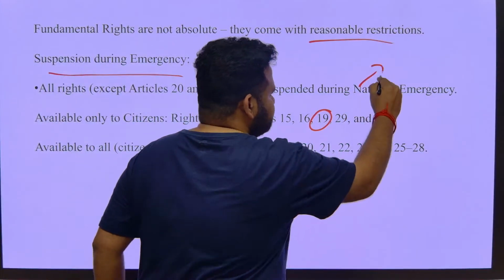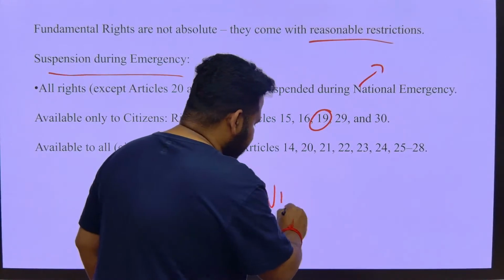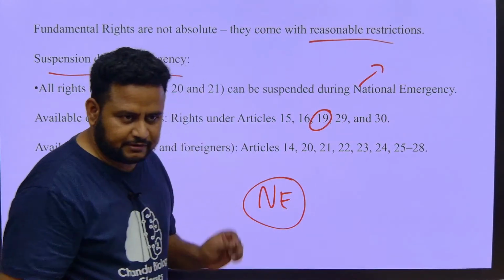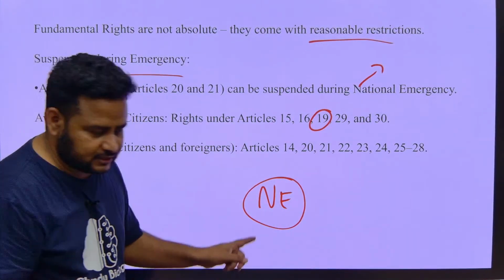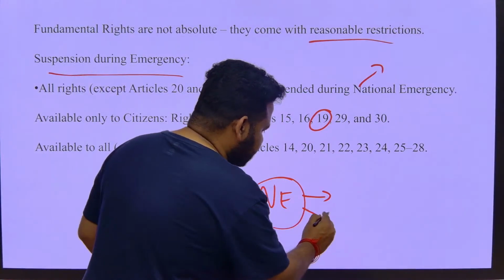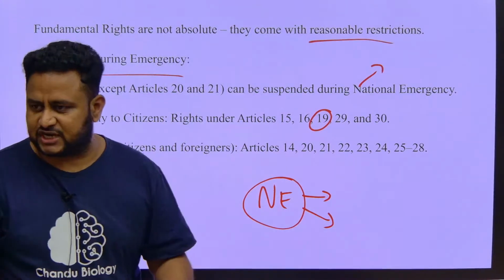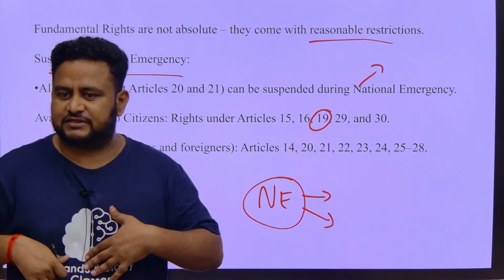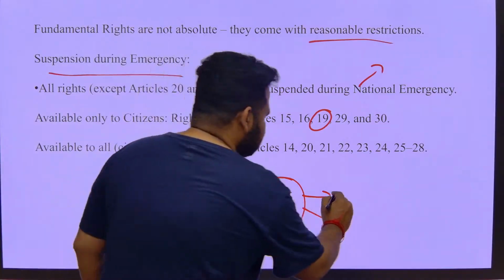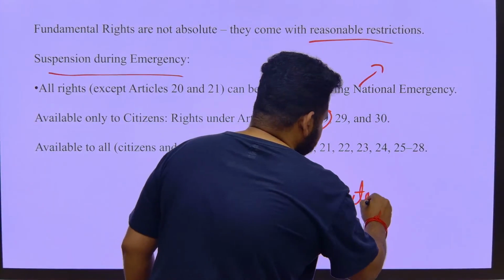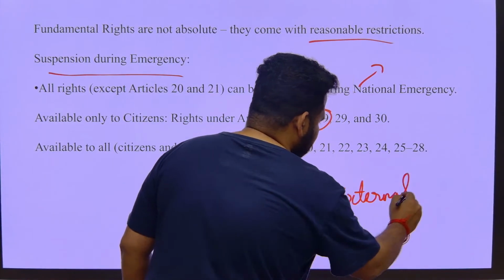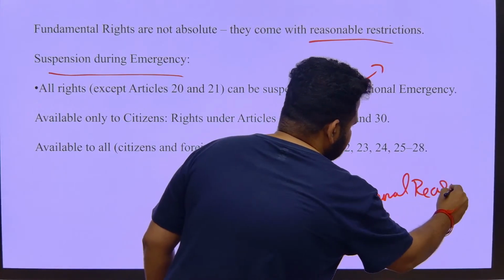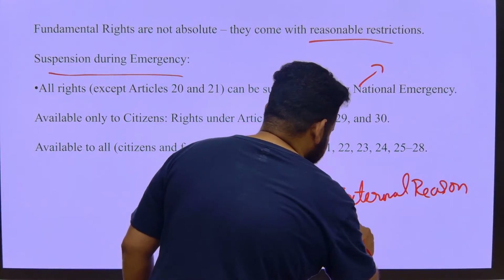National emergency, when I talk about emergency provisions, I will discuss this again. Now I am explaining in a brief way, understand this. If a national emergency is issued, there are two reasons to issue it. One is external aggression, that is, if there is an external war, some outsider, any other country, coming for war with us. That is called the external reason. Another one is internal reason.